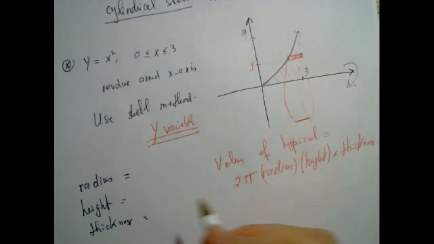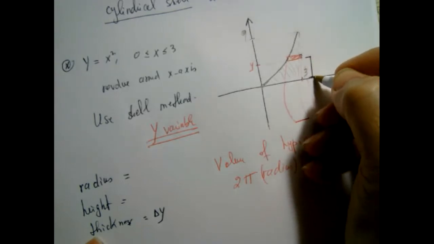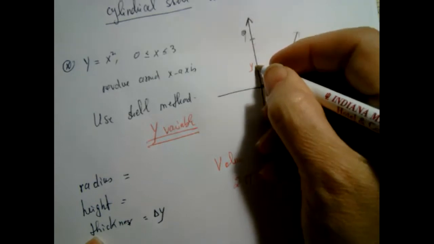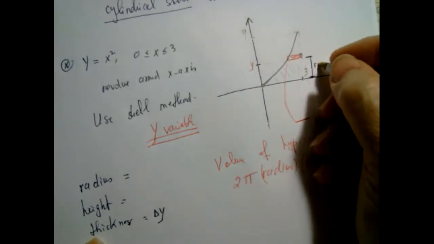Delta y. That's the delta y. Y is my variable. That's the little thickness. Now, what's the radius? When you're rotating it, the radius is from here to here. Remember, y is my variable. Everything has to be expressed in terms of y. So what's the radius in my picture? So that's my radius.